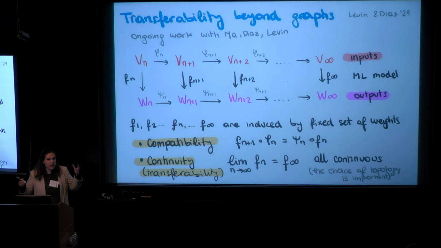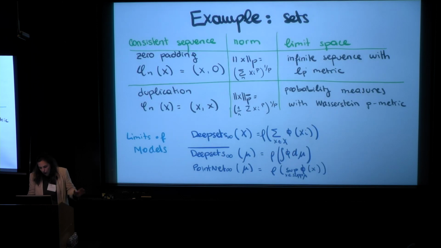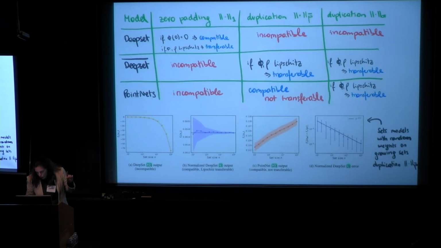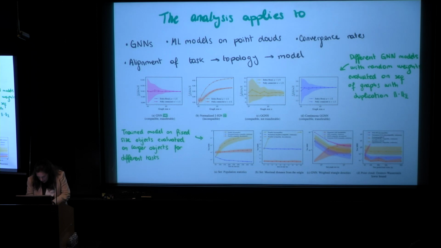And then continuity, which is transferability, is that in the limit, when n goes to infinity, this converges to a limiting model, and they're all continuous. And the choice of topology is important. I'm not going to go into the details of what topology you choose for each of these objects. For instance, for deep sets, you can think of how you extend your sets: by adding zeros or by duplicating your objects. Each of them has a different norm and a different topology in the limit, and you can analyze the convergence. But maybe I'm just going to show you one plot for the GNNs, and I'm going to end with this.